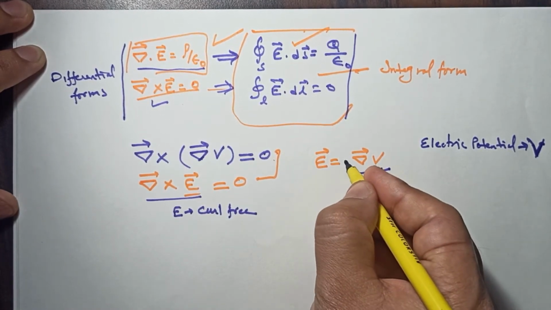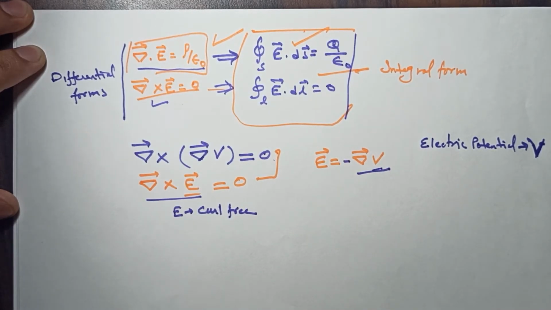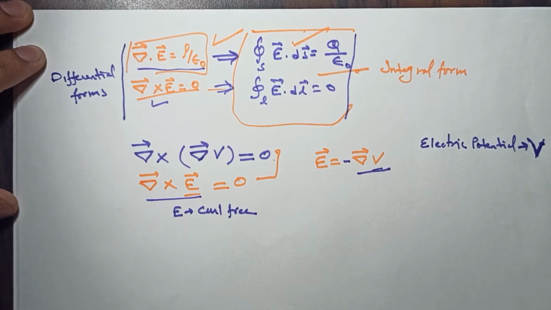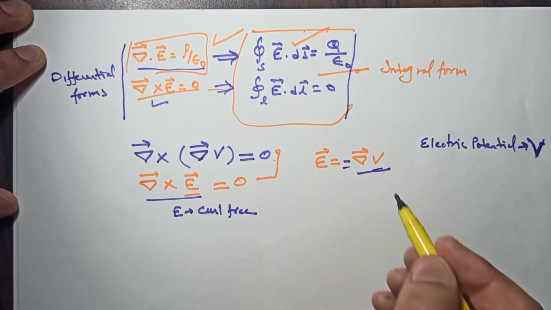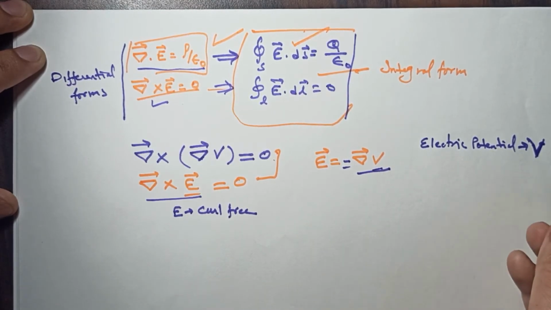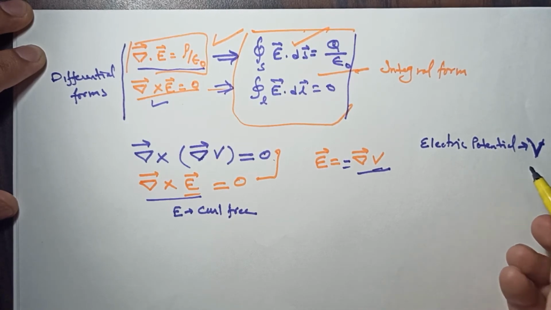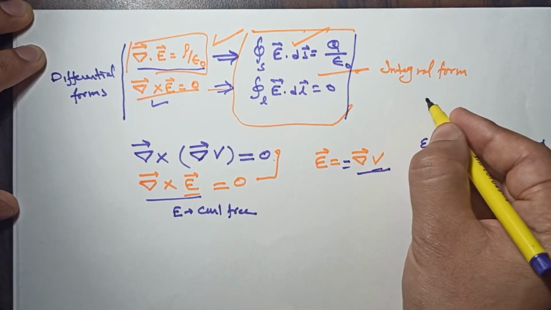Okay, one trick is here: we also have this minus sign. We will see why this minus sign is there, because from those equations we have only E is equal to del V. So why this minus sign? For that we have to draw a diagram. A simple diagram, and let us discuss why this negative sign is there, and then we will define this electric potential and its physical significance.